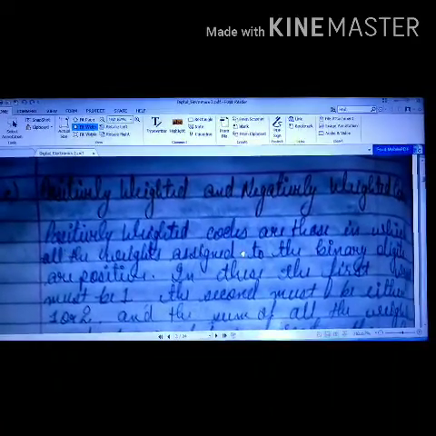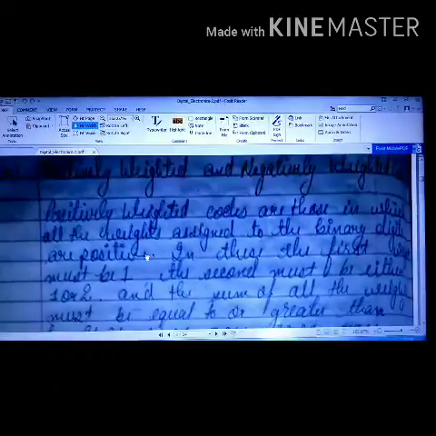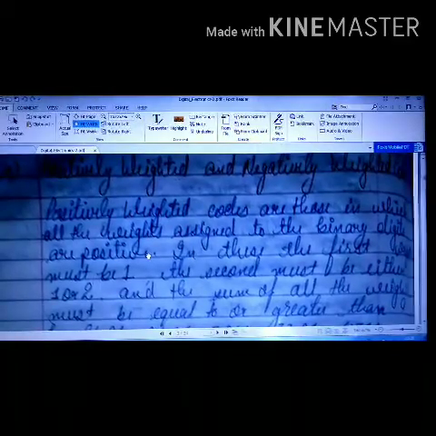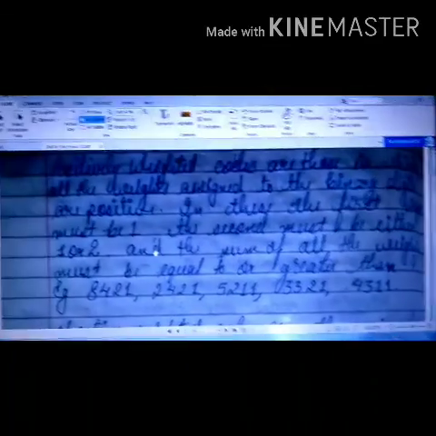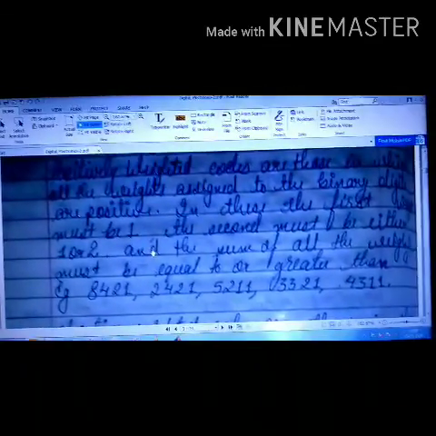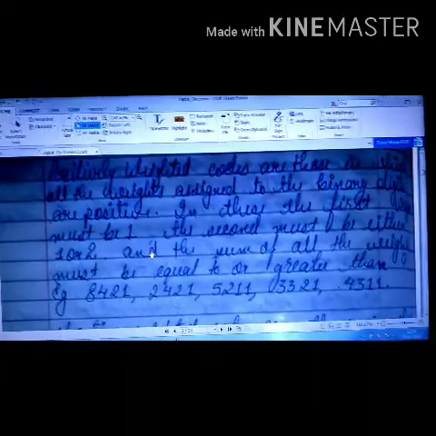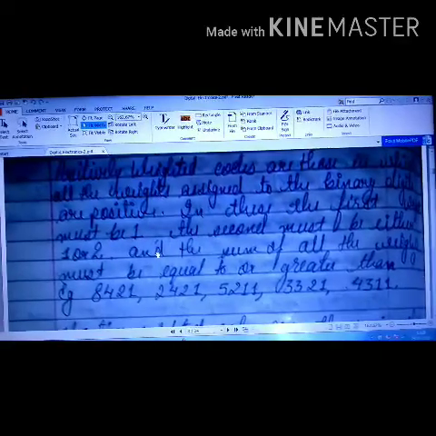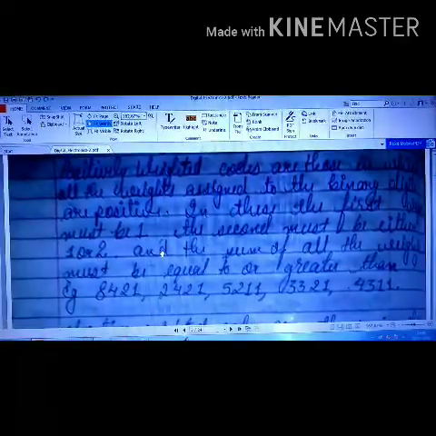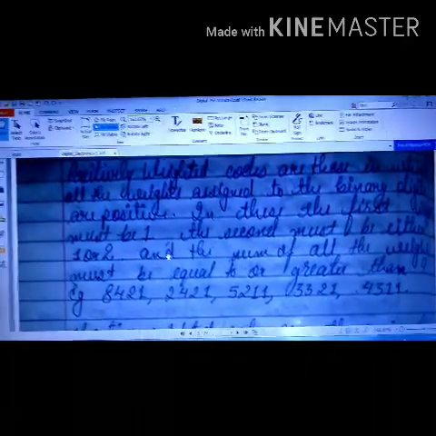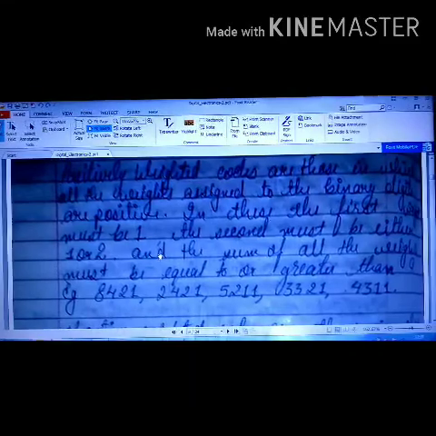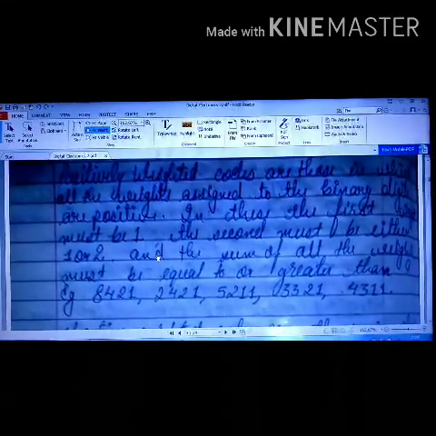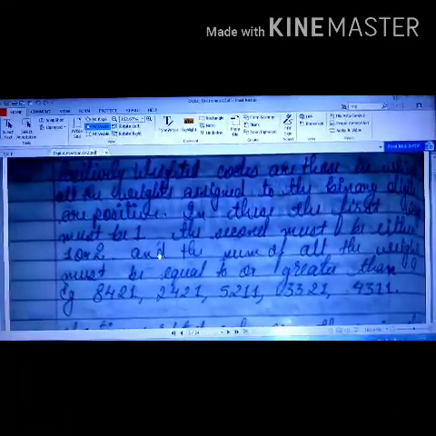Positively weighted codes are those in which all the weights assigned to the binary digits are positive. In these, the first weight must be 1. It is compulsory that the first weight, at the LSB position, should be 1. The second must be either 1 or 2, and the sum of all the weights must be equal to or greater than 9. Examples of such codes are 8421, 2421, 5211, 3321, 4311 and so on.